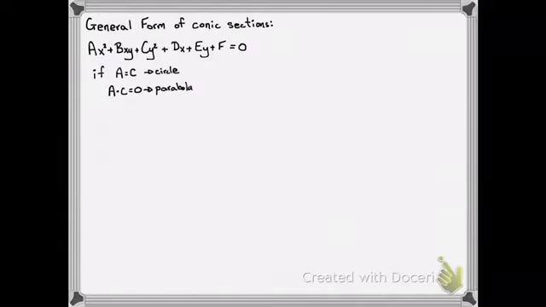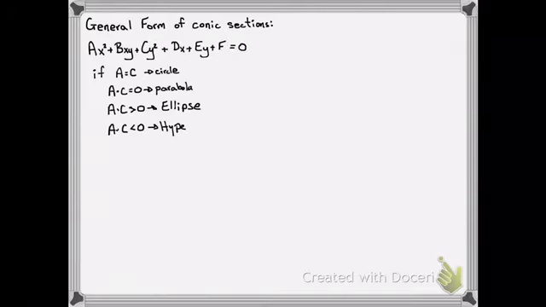Next, if I look at A and C and if their product is positive, so if A and C have the same sign, if they're both positive or they're both negative, so if their product is greater than 0, that's going to give us an ellipse. Now, if A and C are equal, that gives us a circle, which tells us that a circle is simply just a special ellipse. Finally, if only one of A or C is negative, if their product is negative, because one of them is positive and one of them is negative, that will give us a hyperbola.